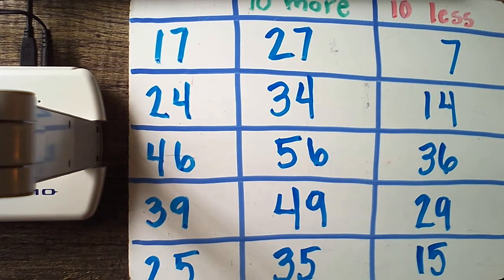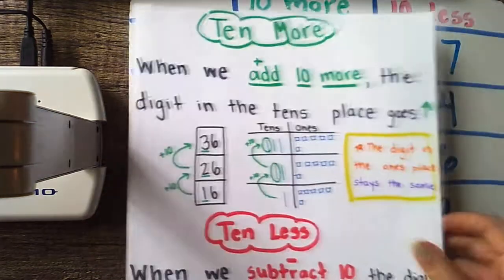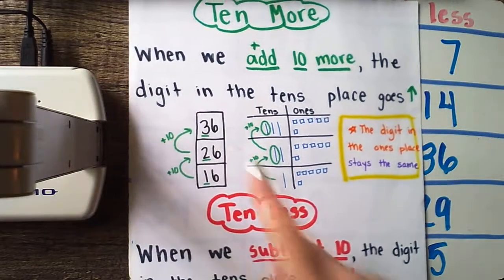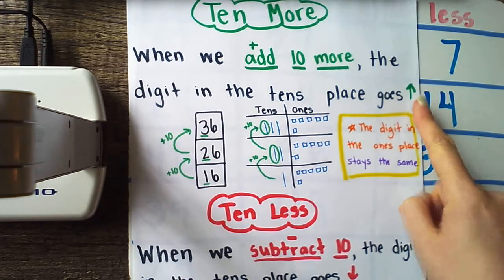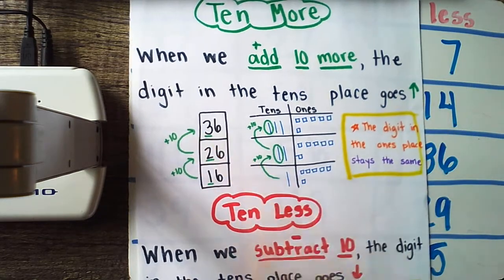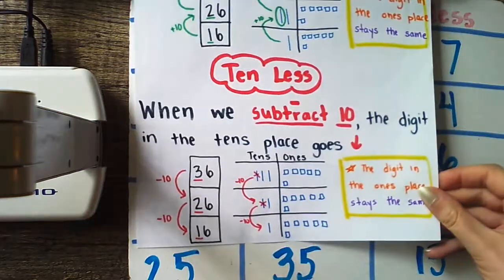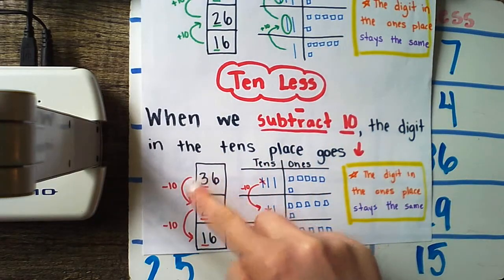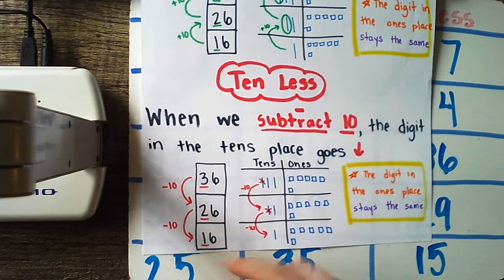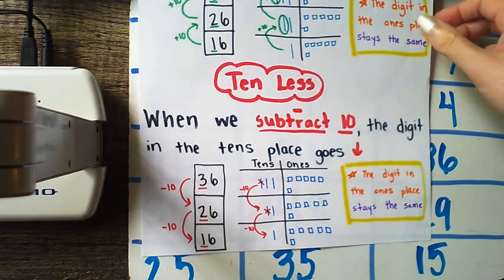So friends, as you're working on the questions below this video, keep in mind that when you are trying to do this mentally, when we add 10 more, the digit in the tens place goes up by 1, from 1 to 2, from 2 to 3. And when you're looking for 10 less, the digit in the tens place goes down by 1, from 3 to 2, 2 to 1. Keep that in mind as you're working on those problems.